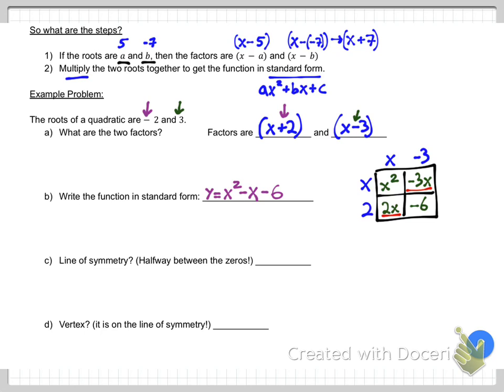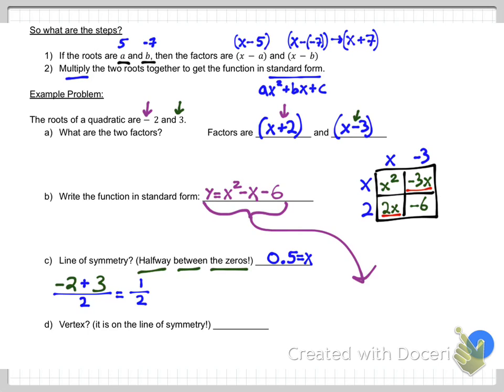In order to find a line of symmetry, we want to look at halfway between the two zeros. Well, my zeros are negative 2 and 3. So to find halfway between them, I'm going to add them together and divide by 2. Negative 2 plus 3 is 1. So 0.5 is our line of symmetry.